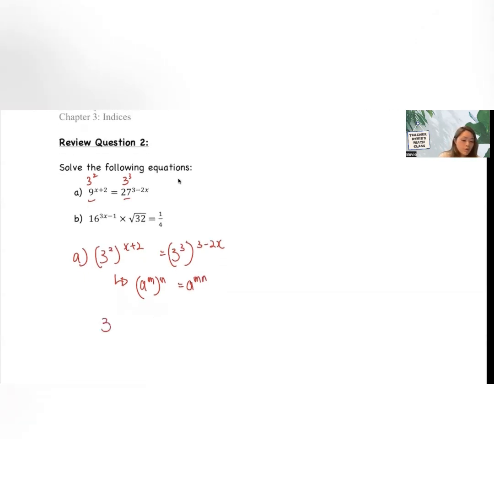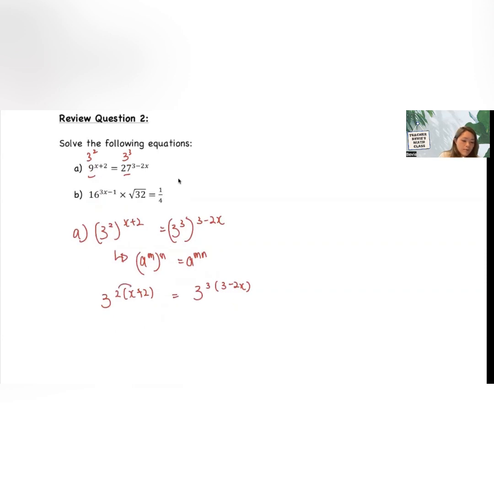Gives me 3 to the power of 2, bracket x plus 2. Later on, I will have to expand it in. All right, likewise for the right-hand side is 3 to the power of 3, bracket 3 minus 2x. Same thing, I will have to expand it in later on. Okay, now from here, to further simplify, I will expand it in for the power, which gives me 2x plus 4 equals 9 minus 6x.